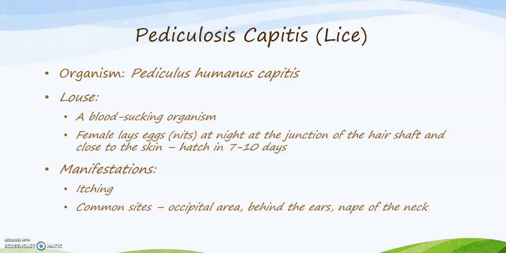So the manifestations, what are we going to see in this child? We're going to see itching, and itching is usually along the occipital area or the bottom of the hairline in the back of the neck, behind the ears and nape of the neck. So it's usually in those back areas where we're going to find the location for the lice to be embedded. The biggest thing is that it does cause a lot of embarrassment for the child and for the parent.